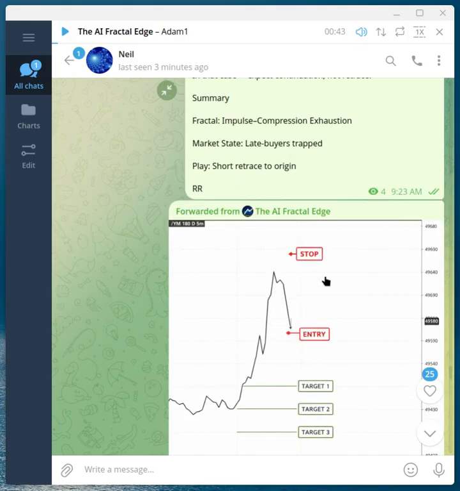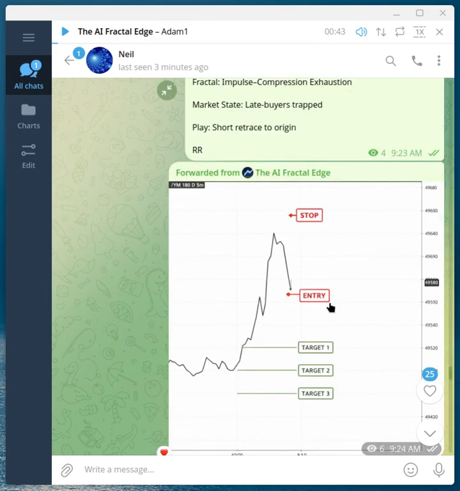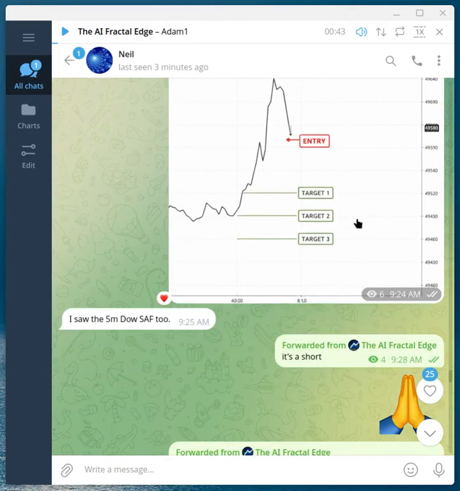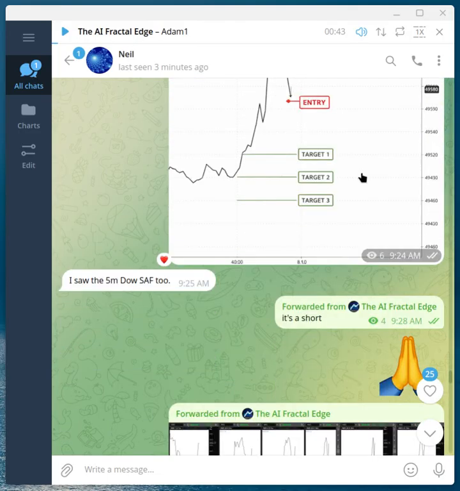Now, we had another setup here too. Setup number two. That was on the YM. We have a typical 5 up top there. Again, the entry points are here, targets, and you have your stop here. It's very clear. All you have to do is find the picture.